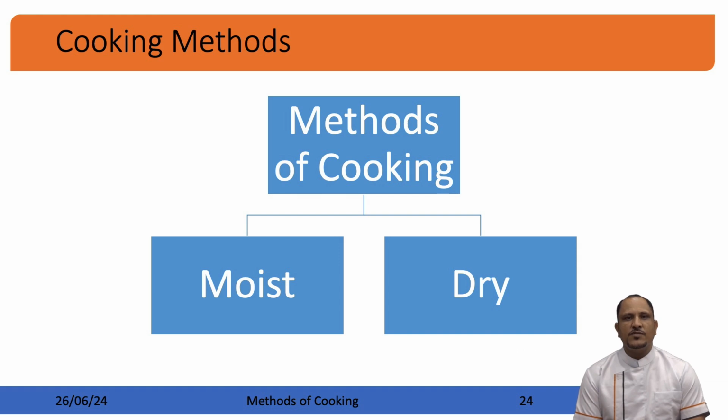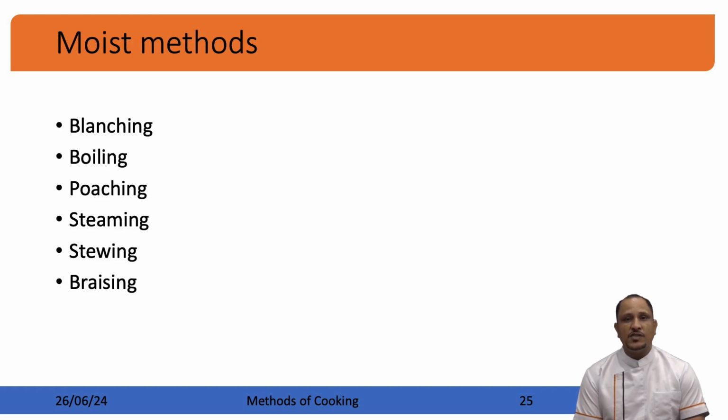Moist methods of cooking, as the name suggests, are moist. Here the medium of cooking will be some kind of liquid, which will provide moistness to the food. These methods are blanching, boiling, poaching, steaming, stewing and braising, which are generally practiced by a chef. There may be more, but these are the basic moist methods of cooking. Let's take them up one by one.